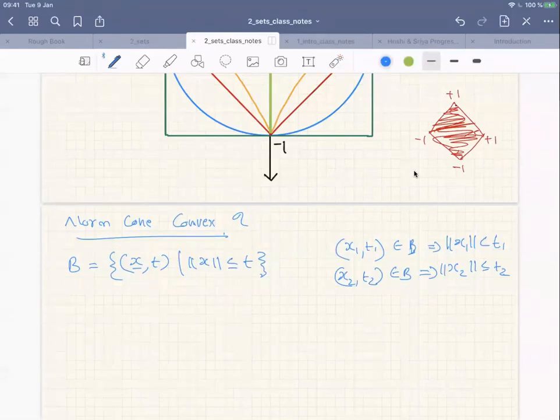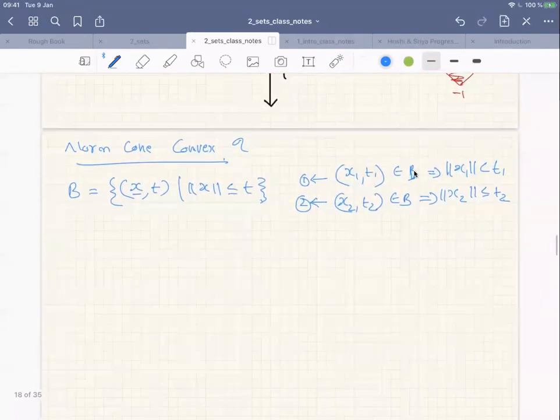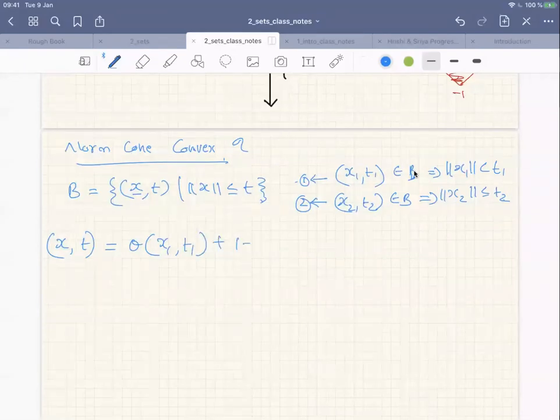Okay, now let's call this one 1 and this one 2. Now let's take a new point, x t, which is the convex combination of these two: theta x1 t1 plus 1 minus theta x2 t2. We assume theta is between 0 and 1 because this is a convex combination, and we want to investigate whether this is part of P.